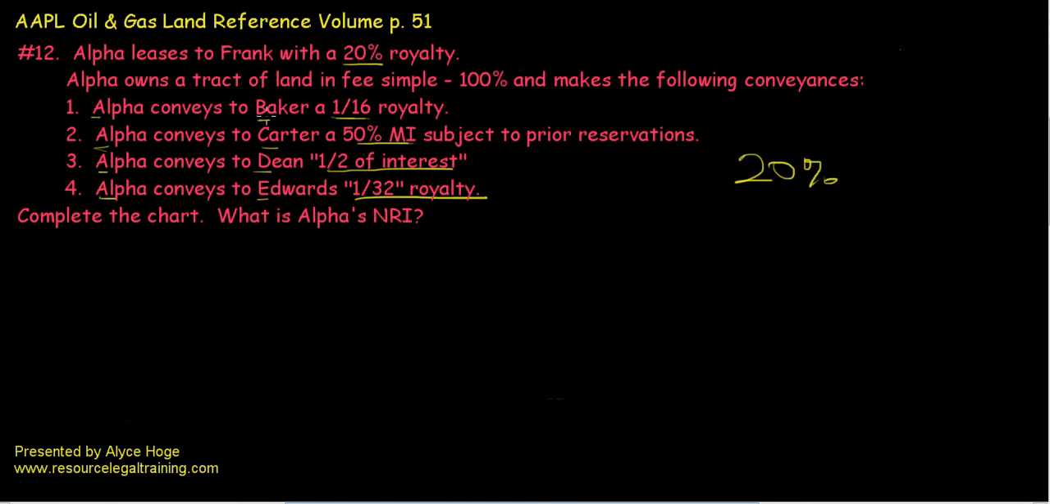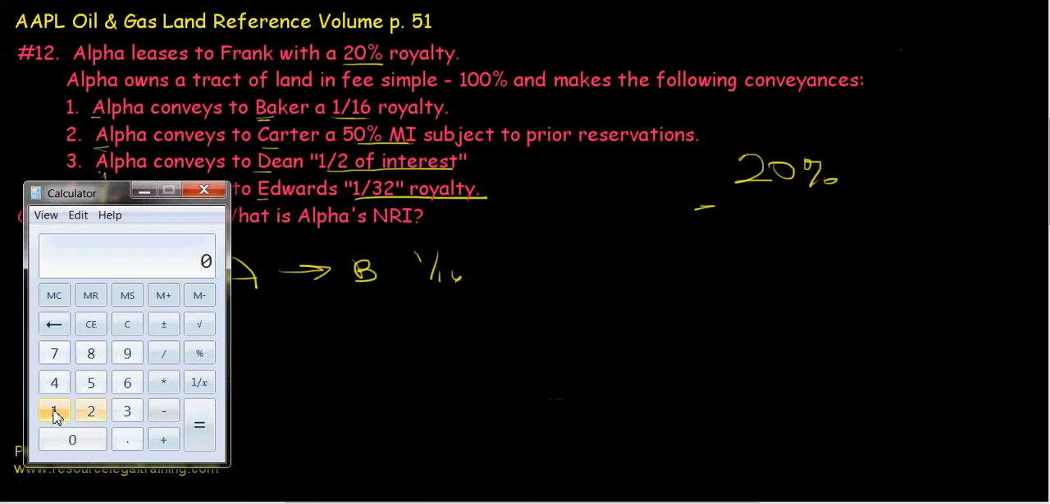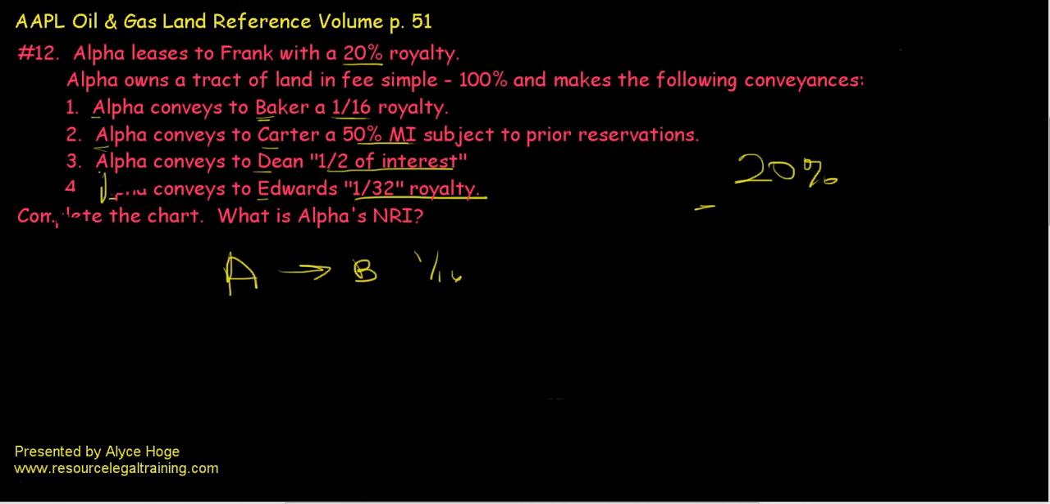But then A conveys to Baker a 1/16 royalty. A 1/16 royalty. So we're going to minus from 20% 1/16, which as a decimal is 1 divided by 16, or a 0.0625. So that means that B is going to end up with a 0.0625 royalty interest.